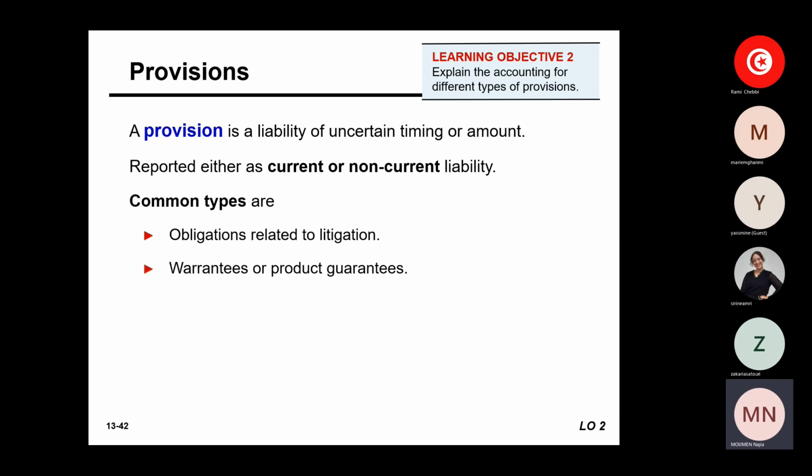Okay. Another type of provision is warranties or product guarantees. Here we're talking about when you purchase any product or services, you may be offered warranties. Warranties, if they are offered by the seller, should be recorded as a liability, and they are a kind of provision. So they should be accrued as provisions.